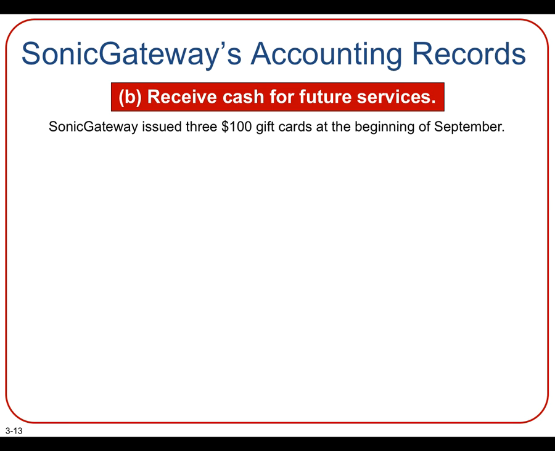Transaction B, you receive cash for future service. As we illustrated before, you issued three $100 gift cards at the beginning of September. So you just receive the cash for three $100 gift cards from your customer. You receive cash from your customer, and what you give to your customer is just three different $100 gift cards. You did not sell the product, nor did you perform any service.